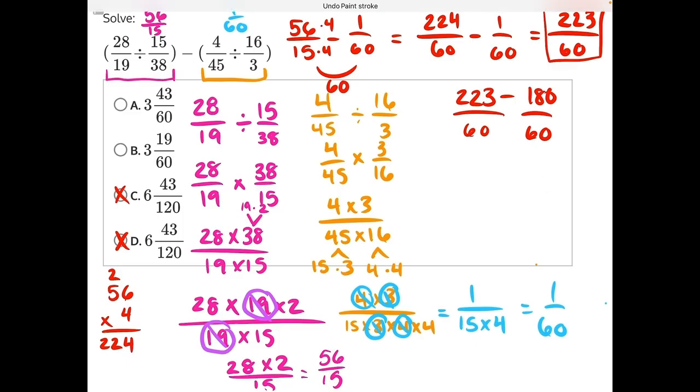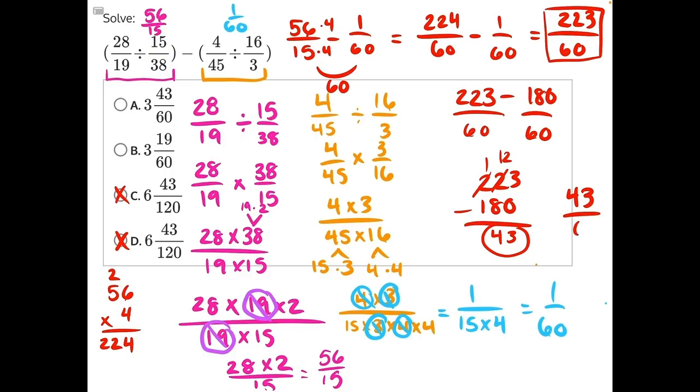Now we just have to figure out what is left over. Is it going to be 43 or is it going to be 19? Let's do the subtraction and find out. 3 minus 0 is 3. We'll have to borrow. 12 minus 8 is 4. 1 minus 1 is 0. So there you have it. Our final answer is 3 wholes and 43 over 60, making answer choice A our correct answer.